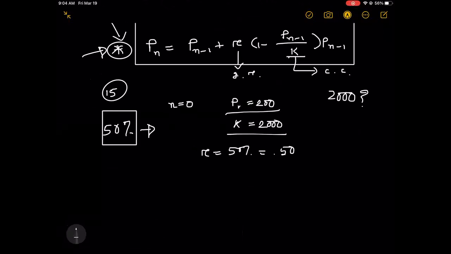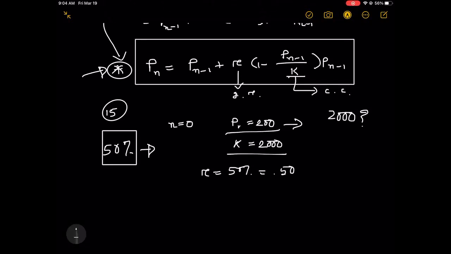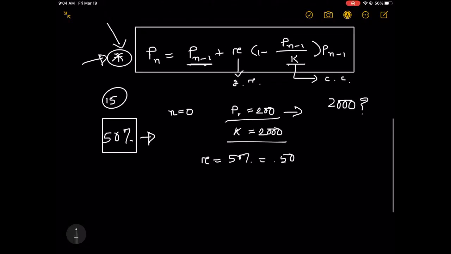Okay, now the question says predict the future population using the logistic growth model. All right, since we have P naught, and we can see that the formula uses the previous population, that means we can calculate P1 for n equals 1, which will use P naught plus R times 1 minus P naught over K times P naught. Now, before we plug in the values, does it make sense? Why can we use that? Or where did I get this from?